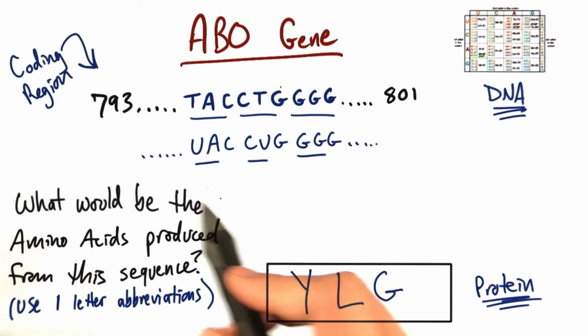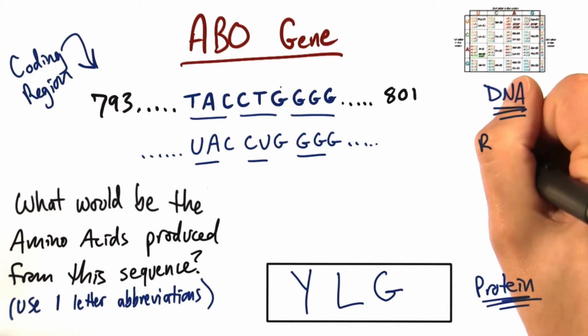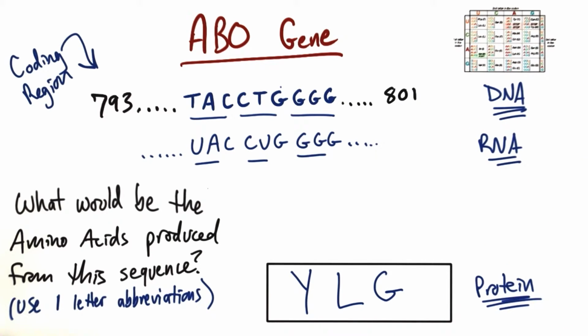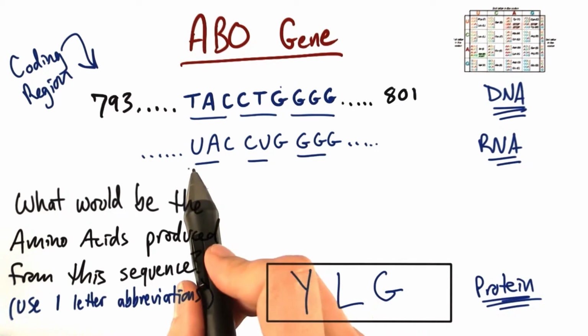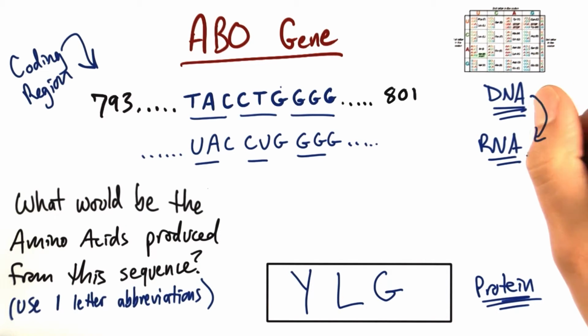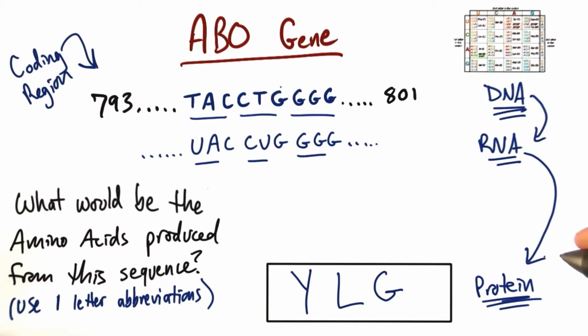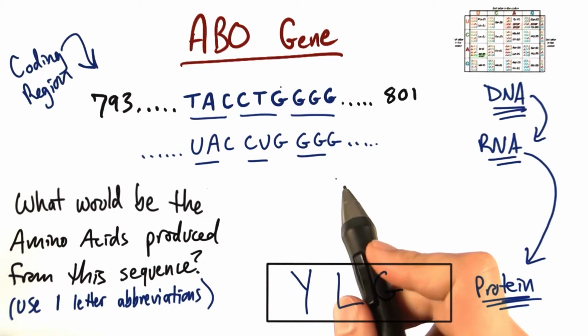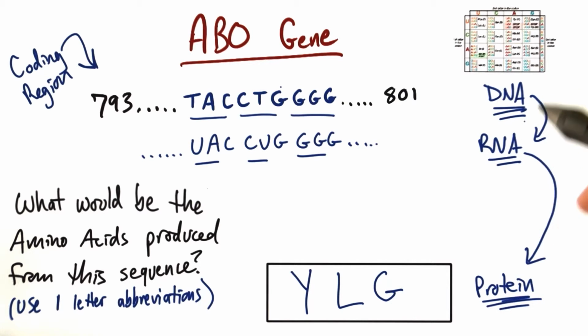But remember, when the coding region is copied into the RNA intermediate, the mRNA, the thymines, or the T's, are replaced by U's. And that's why our genetic code uses U's. It's because technically the code that's being translated is not the DNA, but the RNA that's being turned into protein. The RNA is the intermediate, and the DNA is where that RNA came from.